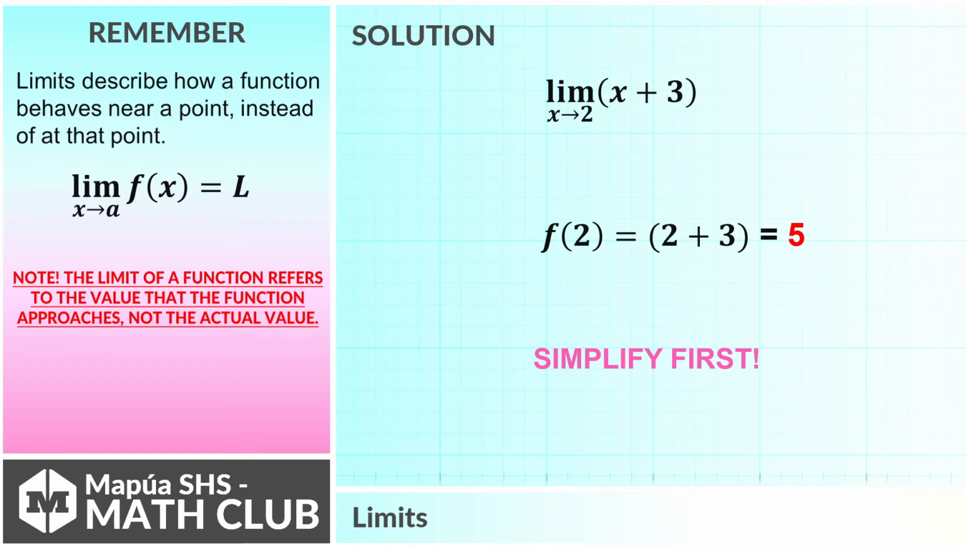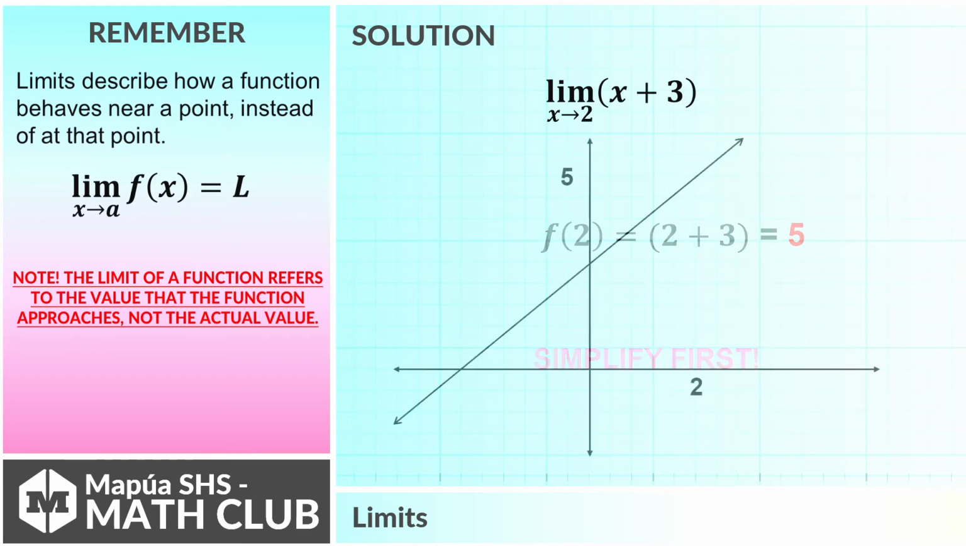The next way to solve this is by graphing. So, by looking at the graph of x plus 3, since 2 is our constant and we are looking for the limit as x approaches 2, just plot the point when x is equal to 2 in the graph. Then the answer for limit L is just the corresponding y value, 5.